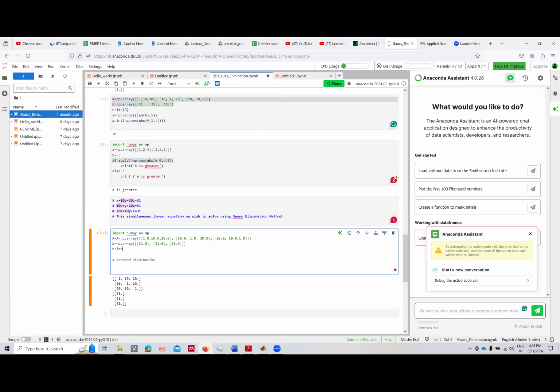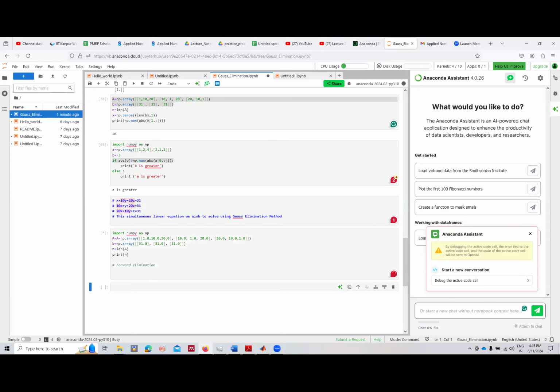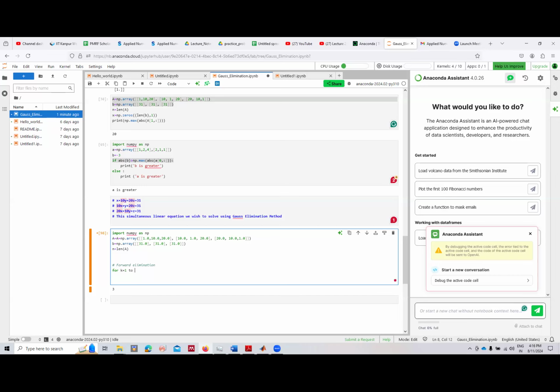So n will be equal to the length of A. To check whether it is going correctly or not, I print and press shift enter. See, n is equal to 3. Now I need to do the forward elimination. So my pivot will go from the first to n minus 1.